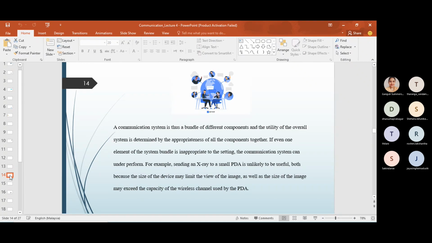Because even if a single element of the system is inappropriate, that means, of these 8 elements we discussed, if even one element is inappropriate, meaning unsuitable, then the communication system will not be able to perform properly. For example, sending an X-ray to a small PDA is unlikely to be useful.